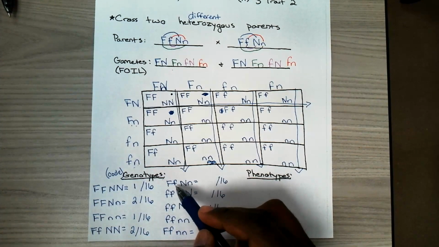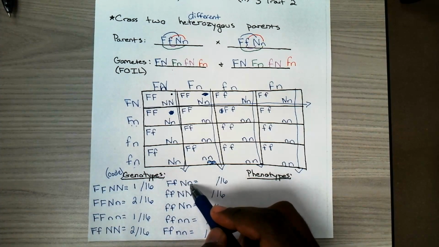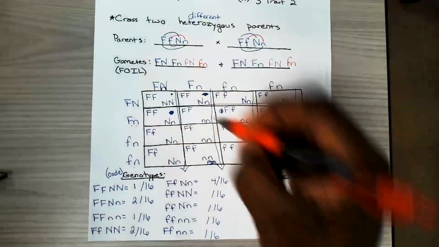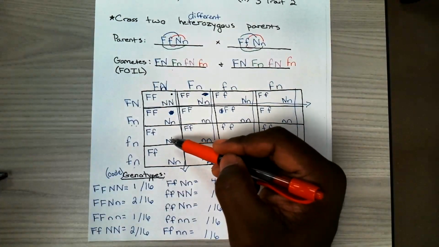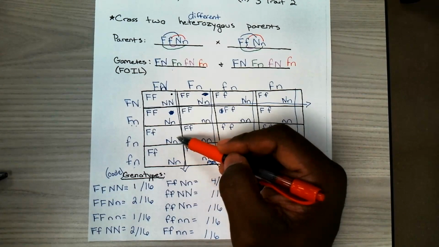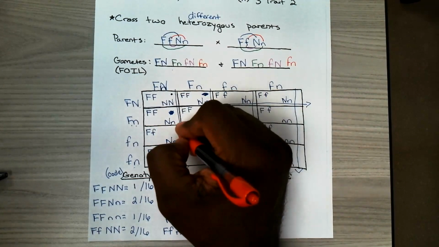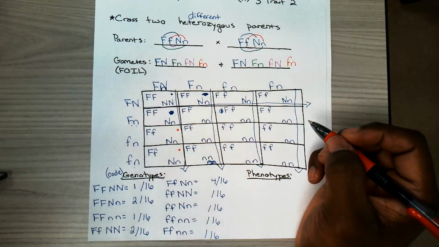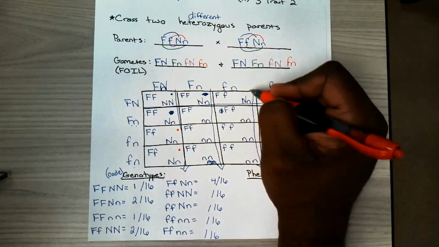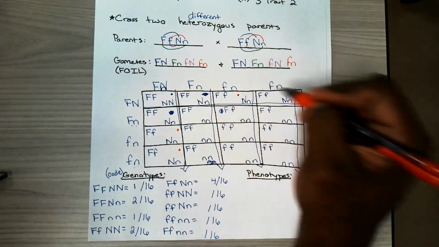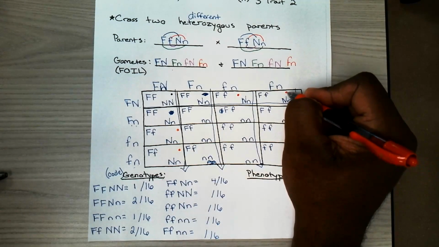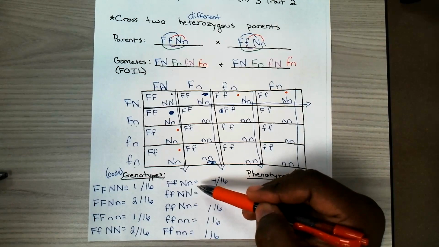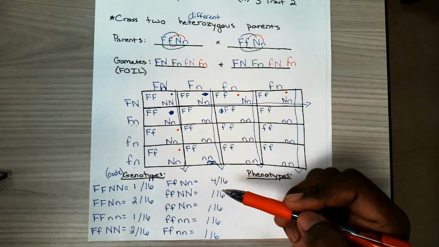Big F, big N, little n is 4. So I'm going to use my red to find that. So we have big F, big N, little n. We have it again here, and we have it again here, and again here. So those are our 4 for big F, big N, little n.